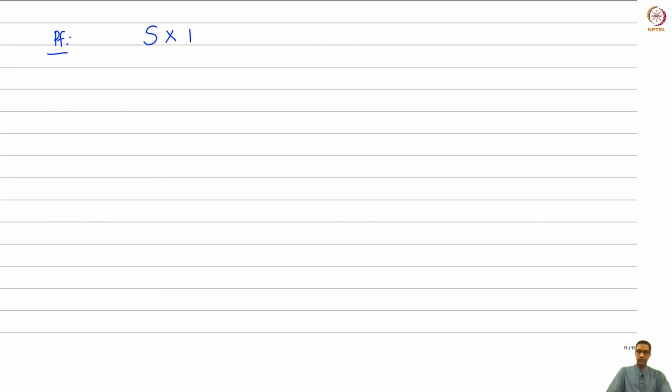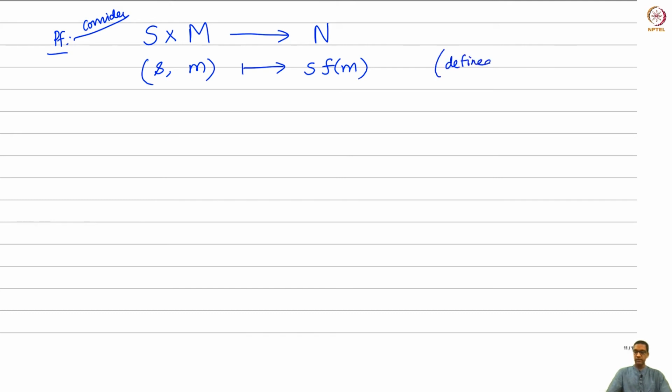So consider the following map from S cross M to N. I take an S, I take an M, and I'll just say S acting on Fm. This is well defined because remember N is an S module, so this is certainly defined. I claim that this map is actually R balanced.